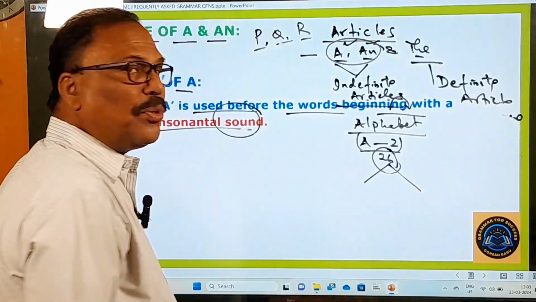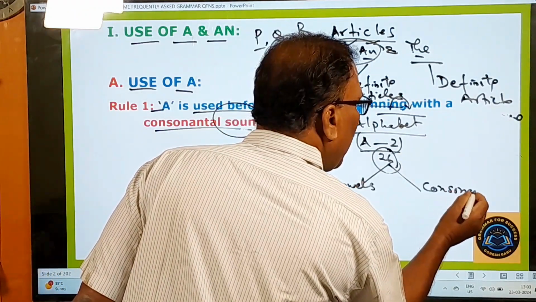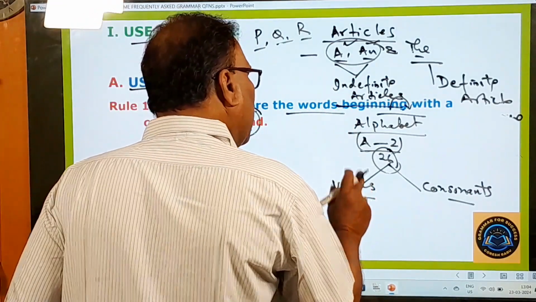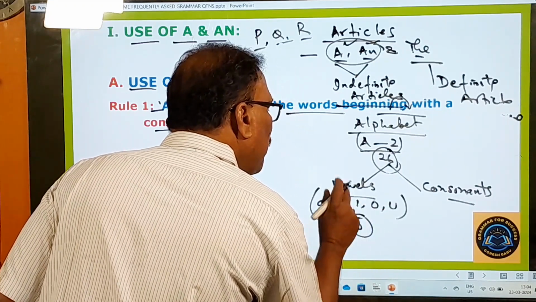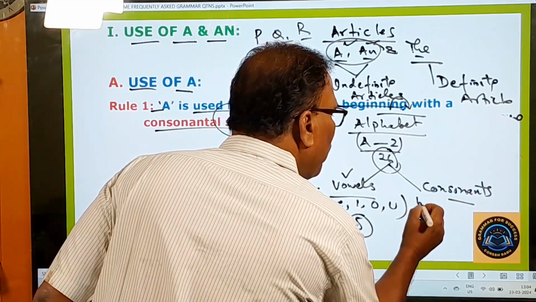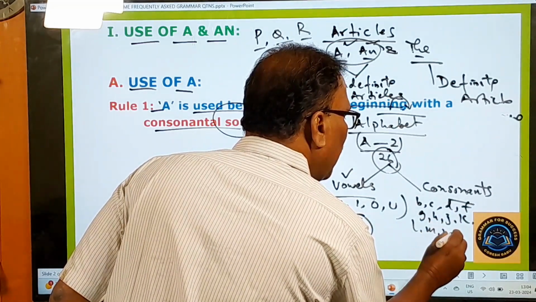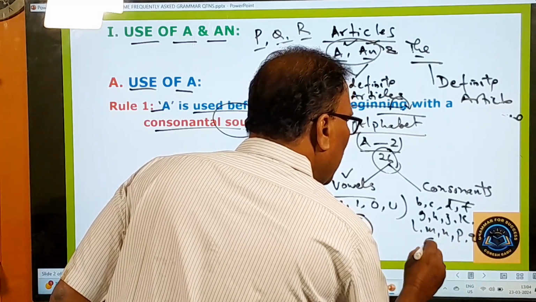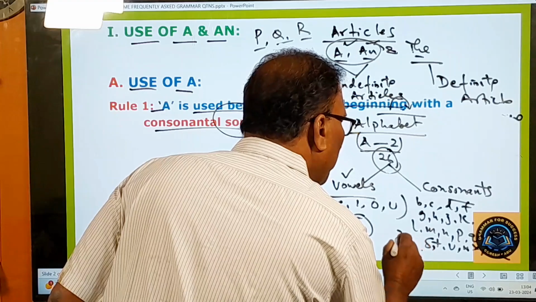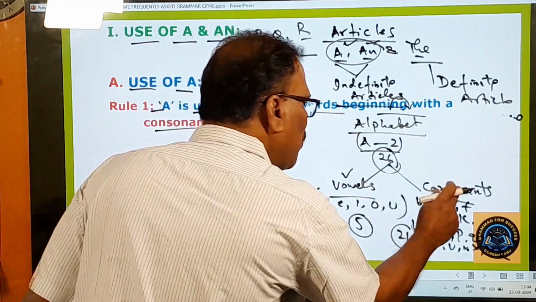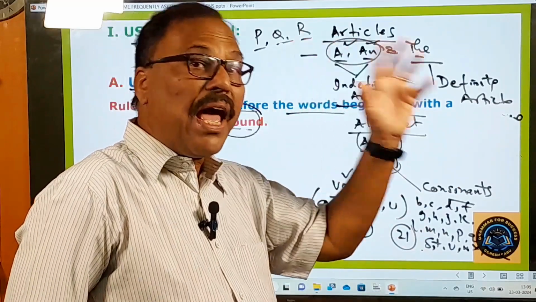These are divided into two groups according to their sound, and they are called vowels and consonants. Remember this very well. The letters that give a vowel sound are A, E, I, O, U. These are 5 in number. The remaining ones are B, C, D, F, G, H, J, K, L, M, N, P, Q, R, S, T, V, W, X, Y, Z. These are 21 in number. So vowels are 5 in number, consonants are 21 in number. And one more important thing is vowels give a vowel sound, consonants give a consonantal sound.